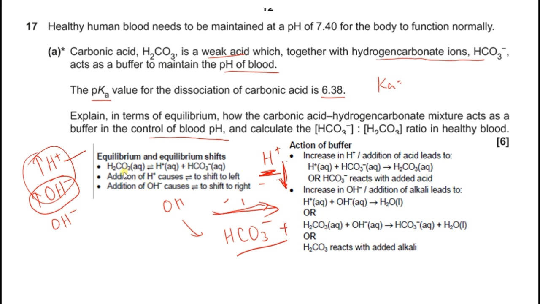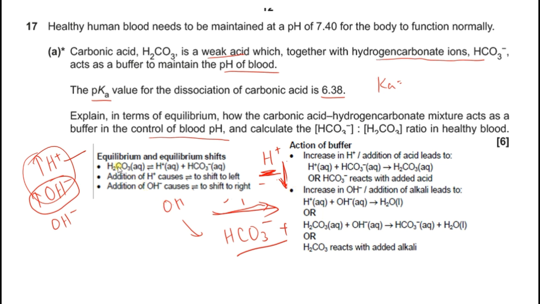Okay, so consider this equilibrium. If you increase H plus, the equilibrium shifts to the left. So that's one mark for saying that. And for that to shift to the left, it has to react with HCO3, which is what the mark scheme states here: H plus plus HCO3 giving H2CO3, shifts to the left. I think it's much easier to think of just in terms of this H plus. You increase that, it shifts to the left. Now decreasing, adding OH minus ion shifts to the right.